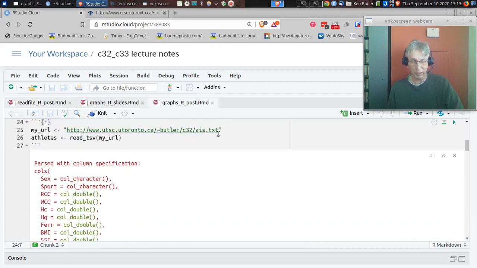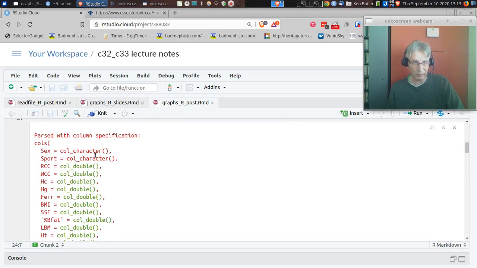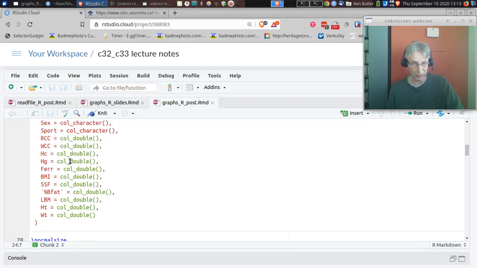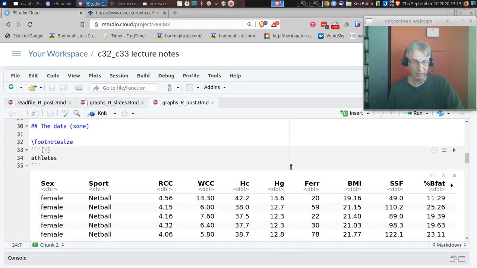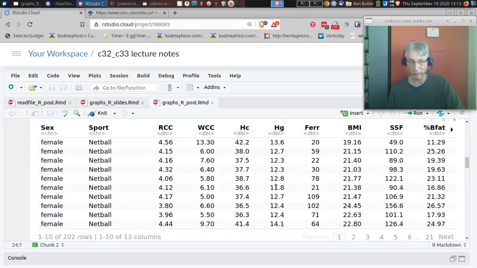Here is the URL where the file is, if you're playing along. So we have a data frame called athletes, and the read functions tell us what it read in. And you can tell they read in a bunch of columns, the first two of which are text and the rest are numbers. And that all looks extremely reasonable. So what we can do is we can have a look at our data frame, and we can convince ourselves that we have the first 10 of 202 rows, which is good because there were 202 athletes, and there are 13 columns.